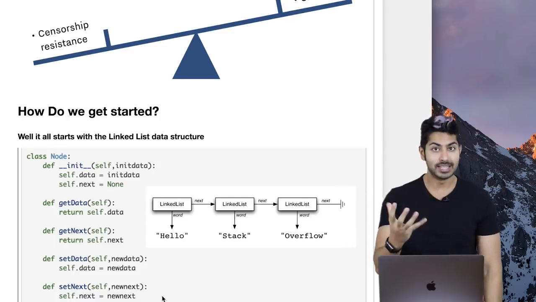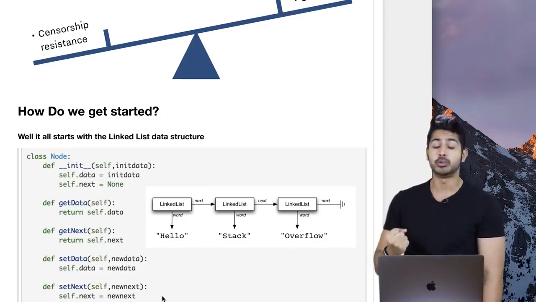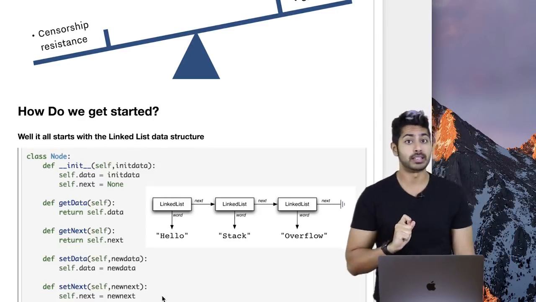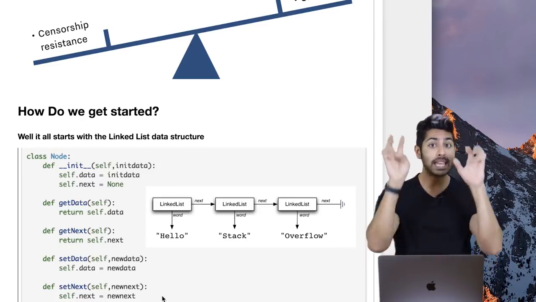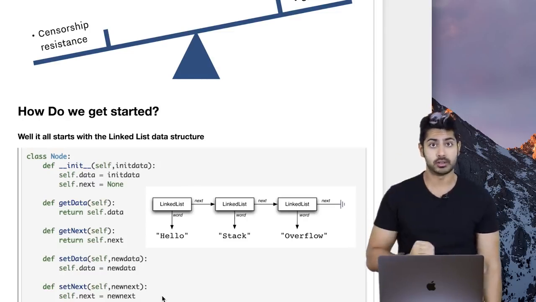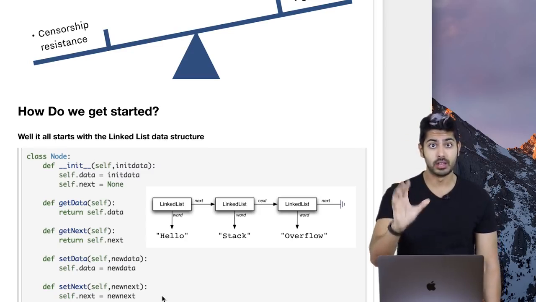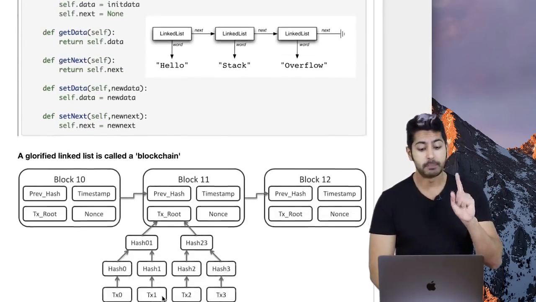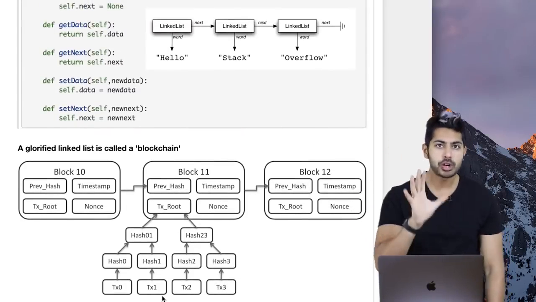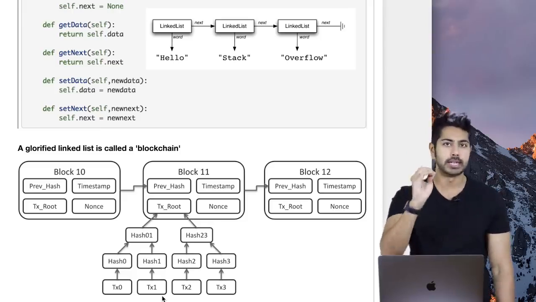So this linked list is a mutable data structure. We can change the values in this linked list. But what if we could not change the values in this linked list? What if it was an immutable linked list? So once you store data in there, you cannot change it. So if we create what's called an immutable linked list, we would call it a blockchain. Okay, that is what a blockchain is. A blockchain is a glorified linked list, an immutable linked list.